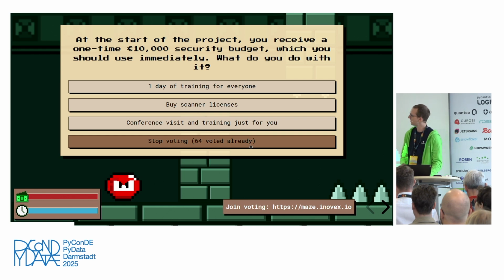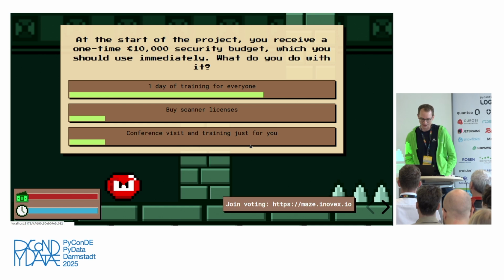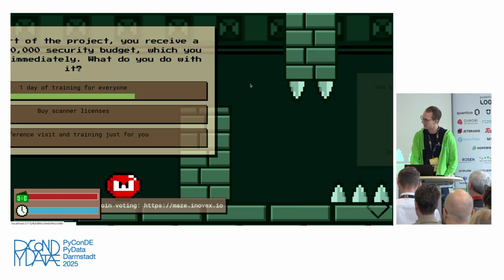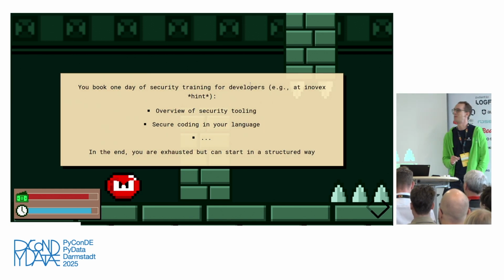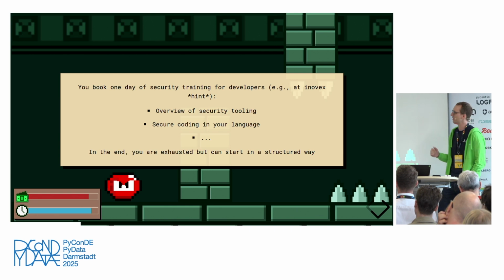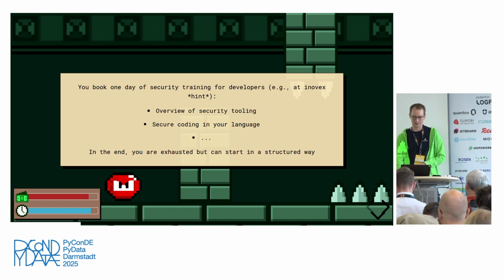All right. Let's have a look. Okay. Very nice of you. So you think about the whole team and you buy a day training for everyone. I like that. So you book a training, for example, at my company, Innovex, and I will give you an overview of different security activities you can do, about different tools, how you can code in your language. So in the end, the whole team is a bit exhausted, but they all have a similar level of knowledge, and you can continue with that.